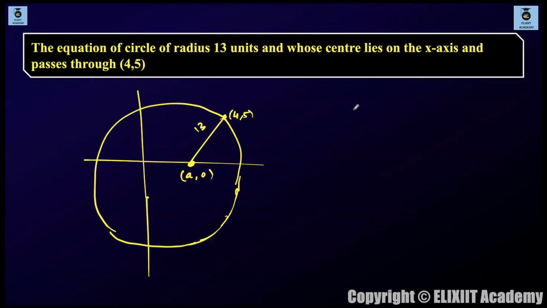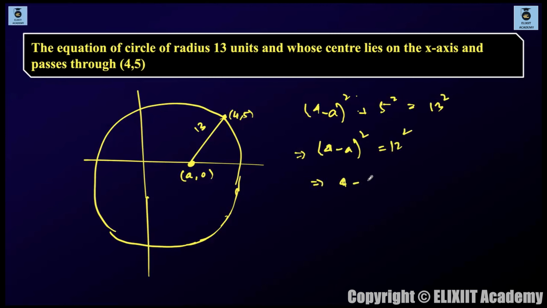What have they asked us to find out? They have asked to find out the equation of such a circle. So what can we do? We simply use the definition and the distance formula. (4 minus a) whole square plus 5 square, that is 5 minus 0, is equal to 13 square. So (4 minus a) whole square is 13 square minus 5 square. 13 square is 169, minus 25 is 144, which is 12 square.